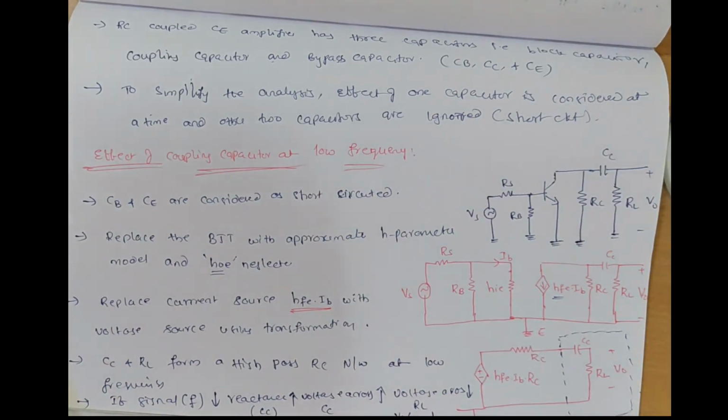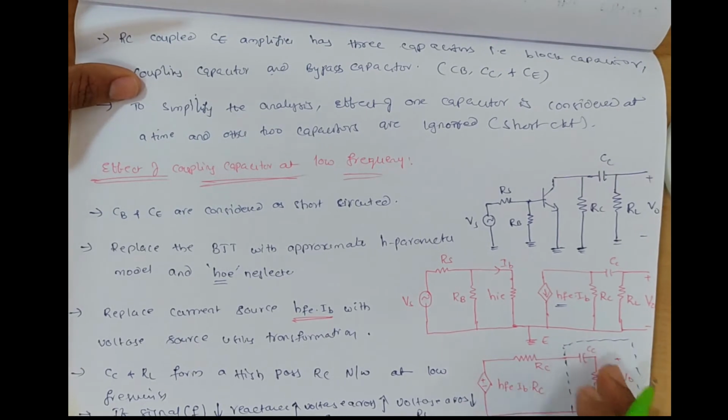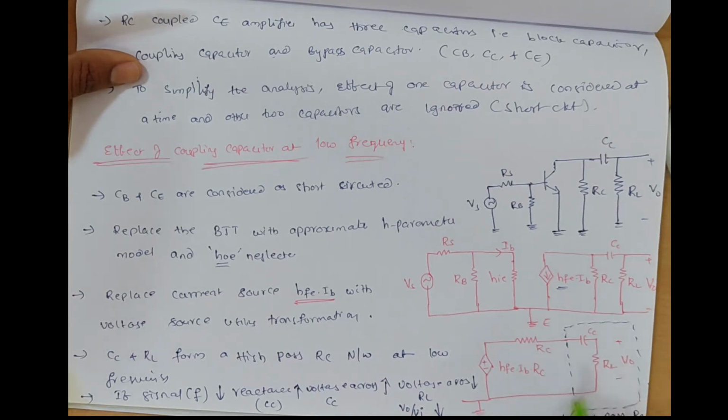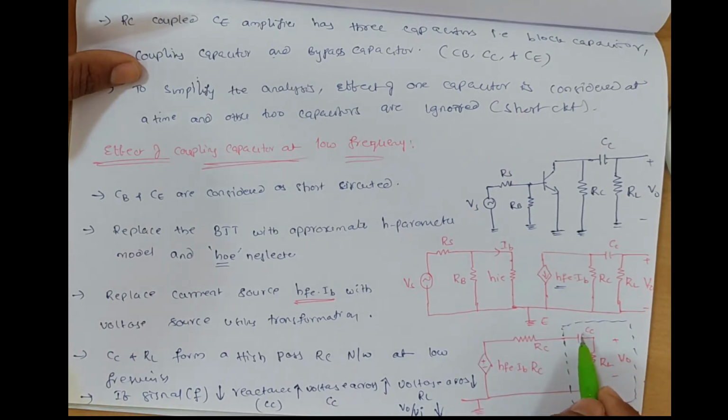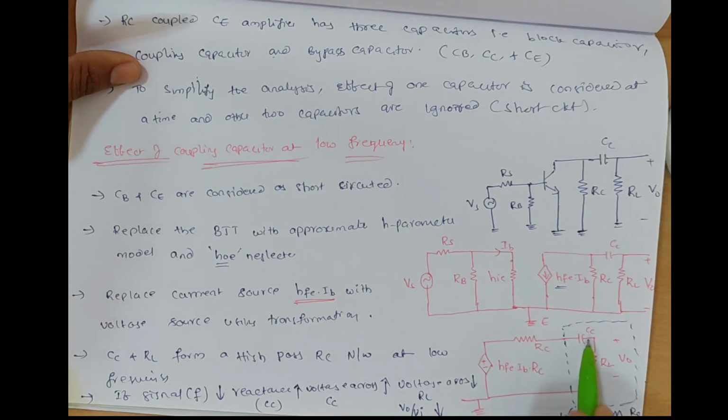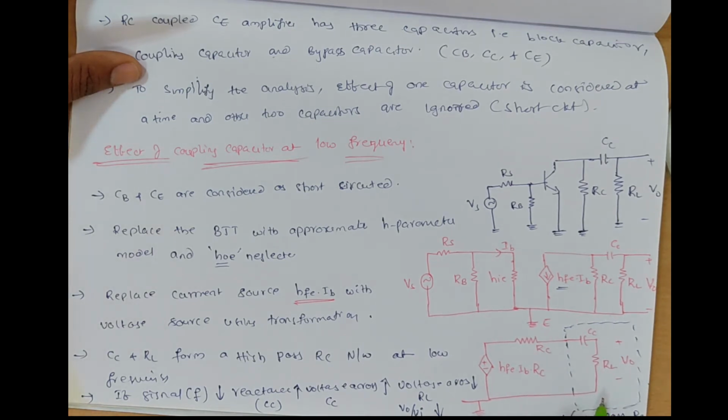So this CR network is acting as a high pass filter. When you apply a low frequency signal to this network, the reactance offered by this capacitance increases. Then the drop across this capacitor increases, and the drop across this load resistor decreases. Then V0 decreases, and V0 by Vin decreases. So this coupling capacitor decreases the voltage gain of the RC coupled amplifier at low frequency.